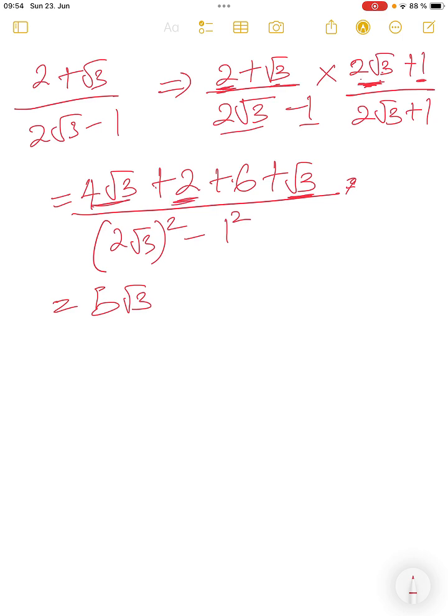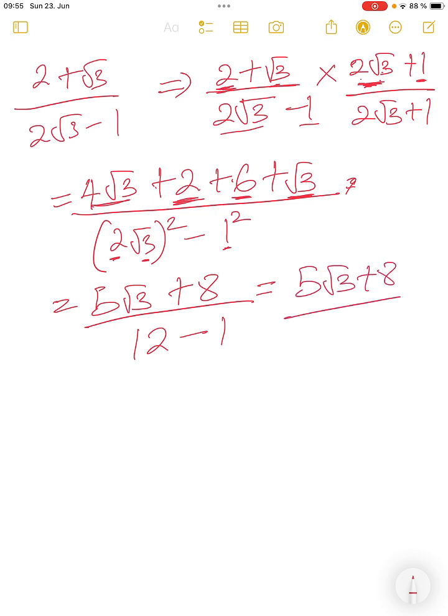2 plus 6 is what? 8. All over 2 root 3 squared. This is 2 squared is 4, times root 3 squared is 3. So 4 times 3 is 12, minus 1 squared is 1. So you have 5 root 3 plus 8 all over 11.